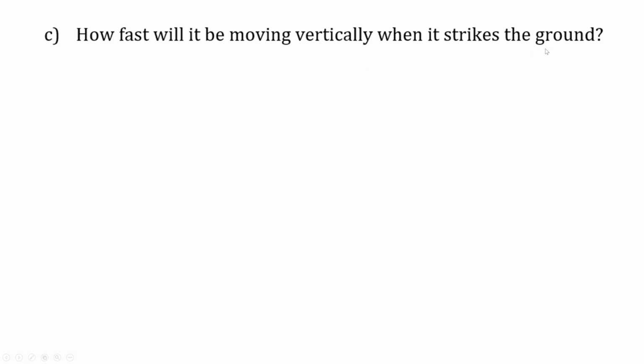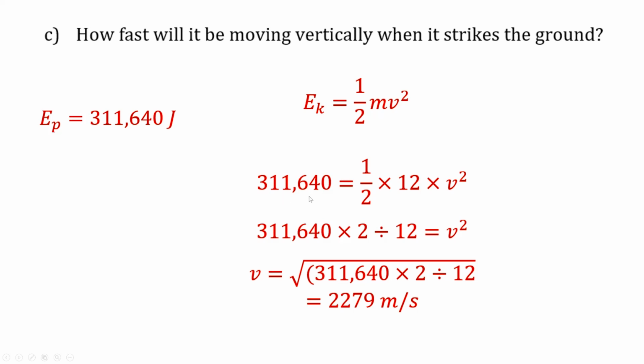How fast will it be moving vertically when it strikes the ground? Where has all that potential energy gone? Here's our potential energy. How fast will it be moving? It's all become kinetic energy. So this value is the same as this value when it strikes the ground. So there's no potential energy anymore. It's all become kinetic. The amount of energy, we've got the mass, but we don't know what the velocity is. So we need to go through this process of isolating v and then taking the square root of the rest. There should be a closed bracket there. Going at 2,279 meters per second. 2 kilometers a second. Look out. That's going to be pretty bad. I doubt this was done by physics students.